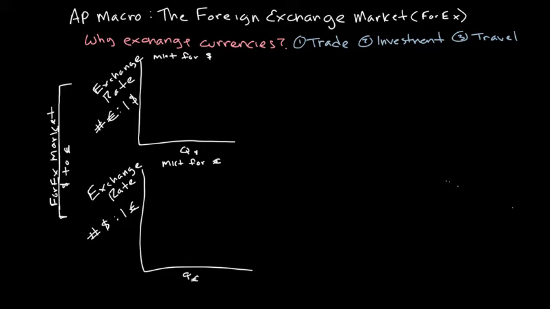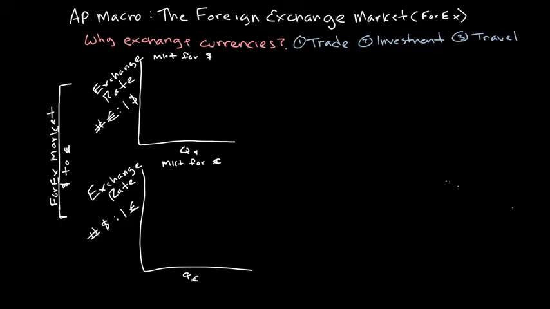Now, there's a couple of weird things about the foreign exchange market. Let's start by taking a look at the two markets that I've drawn here. In reality, these aren't actually two markets. We see the market for dollars and the market for euros, but this is one foreign exchange market. It is the market in which dollars are exchanged for euros and euros are exchanged for dollars.